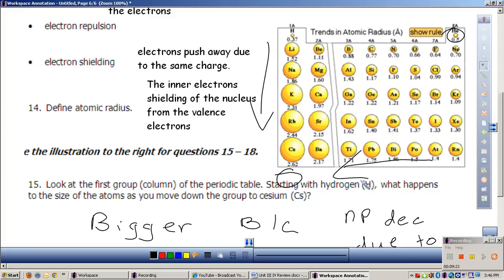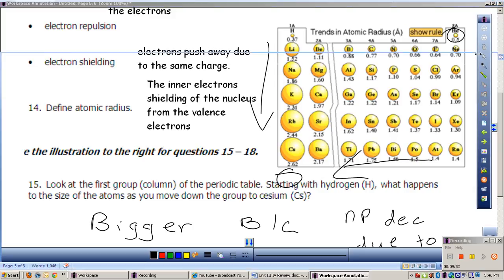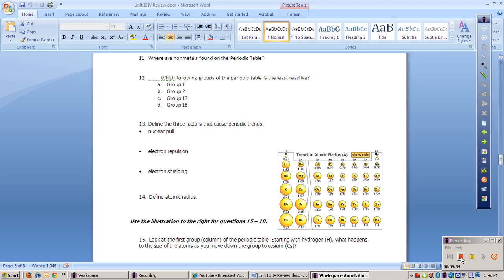So as you move towards francium, which is down there at the bottom left, you get bigger. That is what we're expecting you to know, unless we gave you a number, of course. All right, I'm going to pause it right here, and then I'll pick it up on question 16.